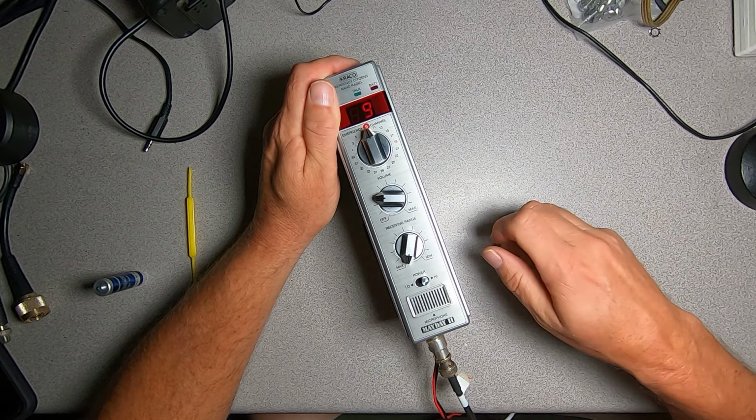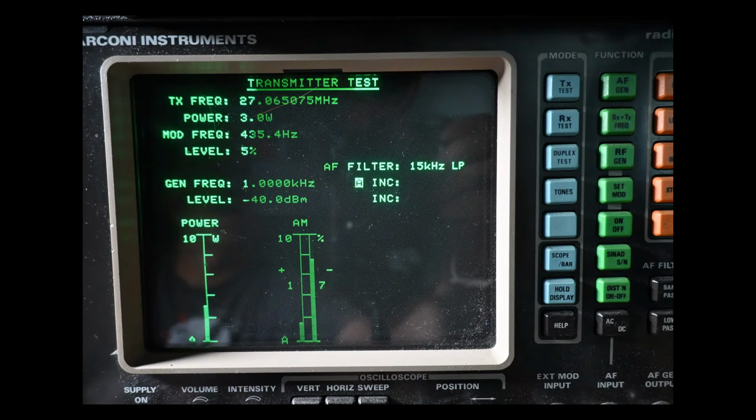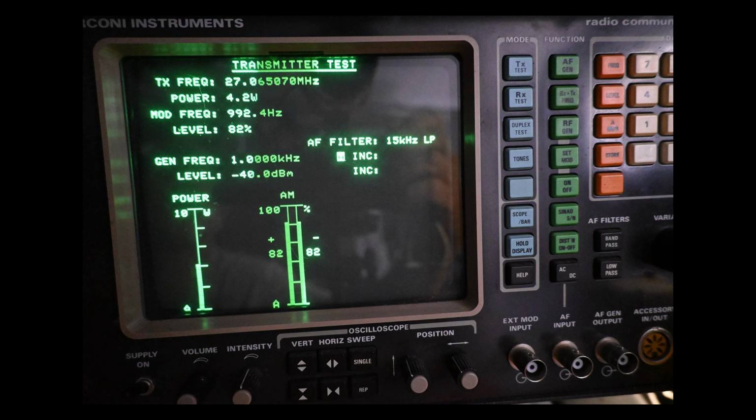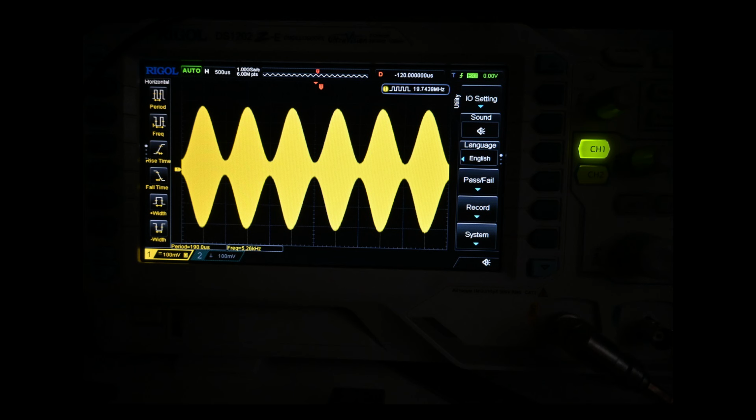Let's go ahead and do some transmitter checks. When transmitting, our Mayday 2 exhibits 75 hertz of frequency error, which is not bad, and is generating a carrier of 3 watts. Under modulation, our Mayday 2 is producing a 4.2 watt RF signal at 82% AM, and the signal looks much better on the oscilloscope than our Mayday 1's.